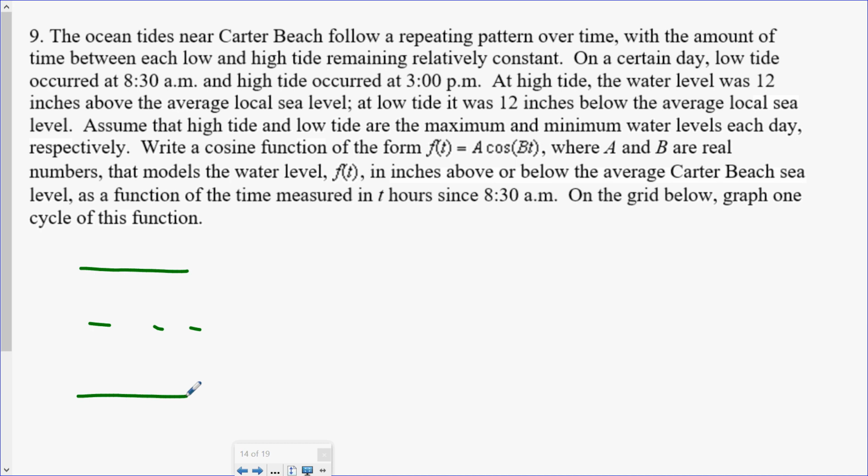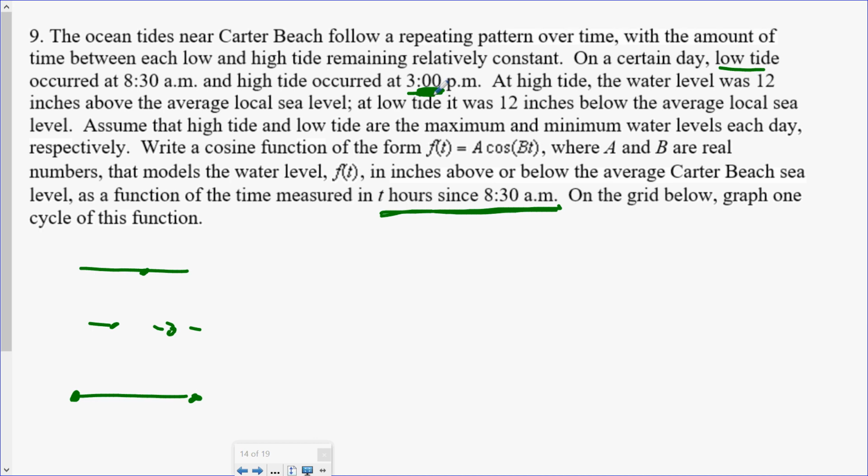So if I glance down, T is hours since 8:30 a.m. So 8:30 a.m. is where this thing is starting. It's starting at low tide. So it's starting at the bottom, which means it's got to be a negative cosine.